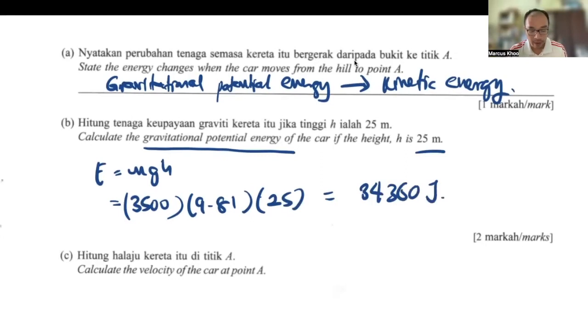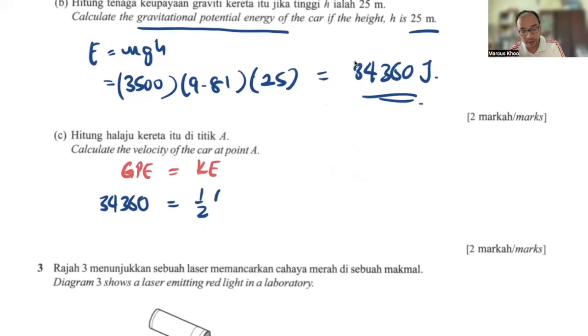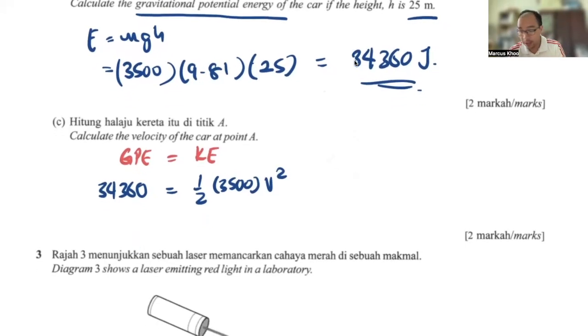Okay, then calculate the velocity of the car at point A. So, since we are talking about gravitational potential energy changing to kinetic energy, we need to remember that the gravitational potential energy is equal to kinetic energy. Okay, and you already calculated the gravitational potential energy, which is 34360 equals to half mv squared. Okay, which is the formula for kinetic energy. So half times 3,500 times v squared. Okay, of course, shift everything across. Don't forget to square root, and you will get v equals to 4.43 meters per second.